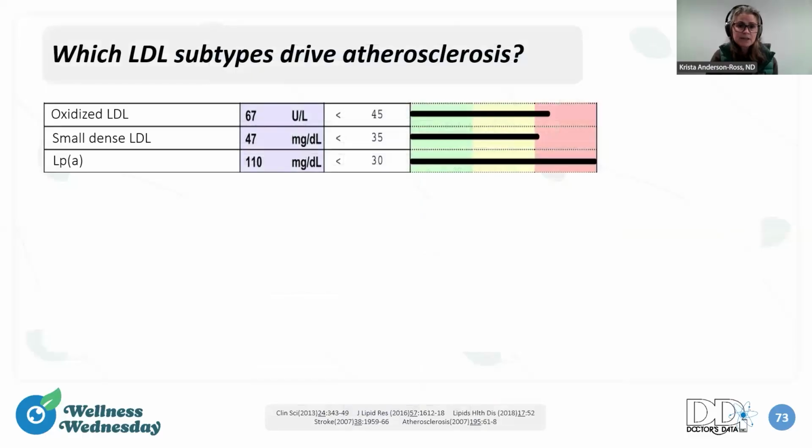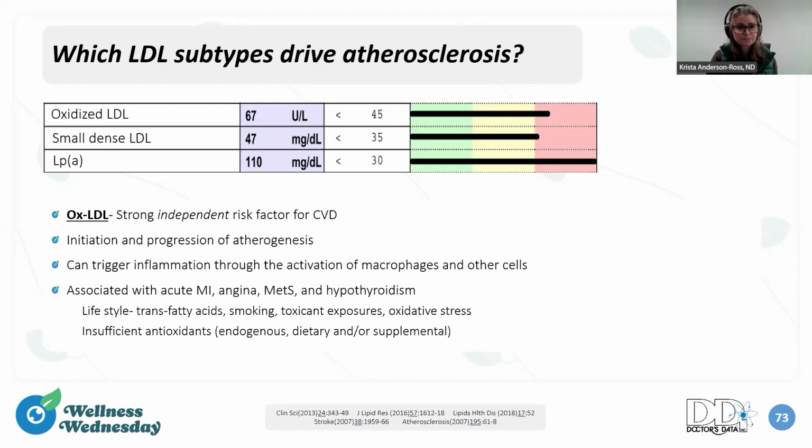The LDL subtypes that drive atherosclerosis are oxidized LDL, small dense LDL, and Lp(a). Oxidized LDL is a strong independent risk factor for cardiovascular disease, and it directly fuels atherogenesis and inflammation. Small dense LDL is more easily oxidized, and it's more atherogenic. And Lp(a) is genetically determined and significantly increases risk. These patterns are associated with myocardial infarction, angina, metabolic syndrome, and hypothyroidism, and they're worsened by trans fats, smoking, toxins, and oxidative stress.